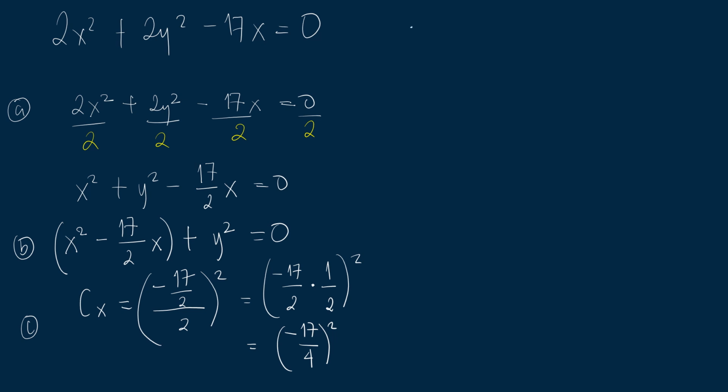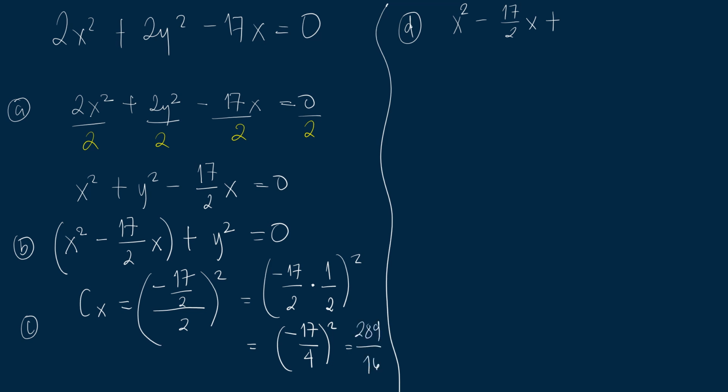So, on our step D, we have x squared minus 17 over 2x plus, get the square of 17 over 4 first before you add them. So the answer would be 289 over 16. So that would be 289 over 16 plus y squared is equal to, remember this is 0 plus 289 over 16.